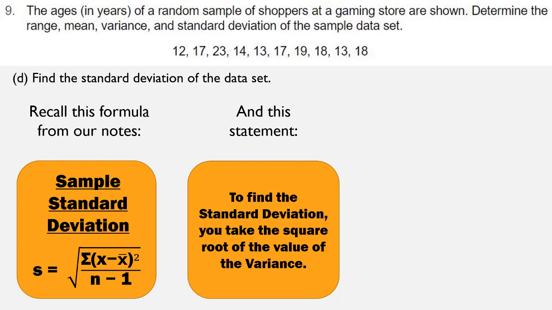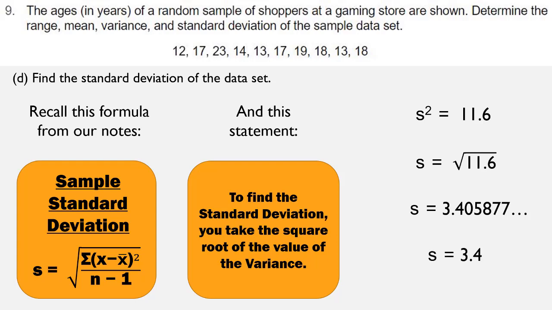So, the variance, we saw, had a value of 11.6. We take the square root of 11.6 to find our s, which is 3.405877 and so on, which rounds off to one decimal place as 3.4. So that's your standard deviation, and that's your answer.